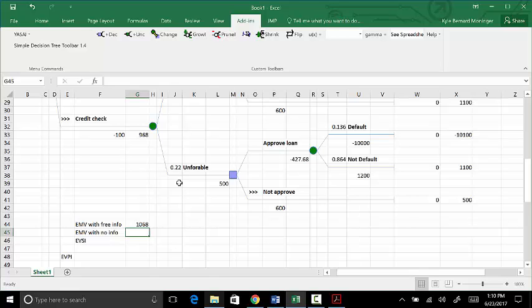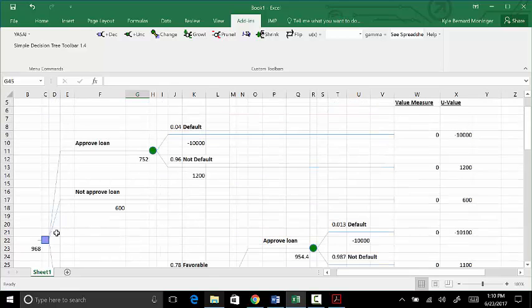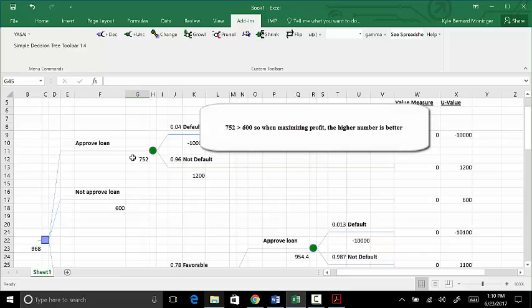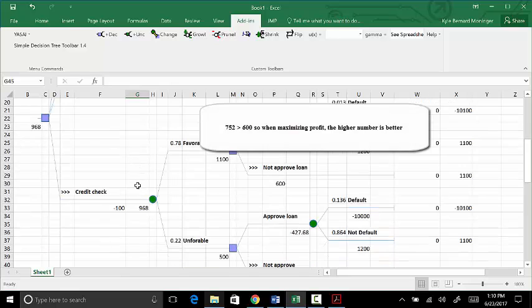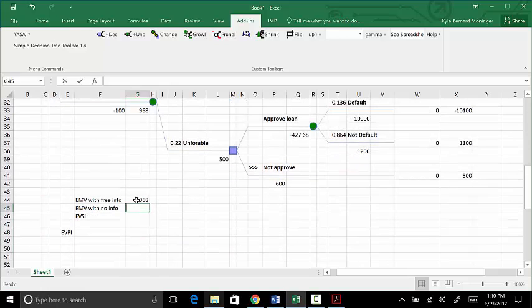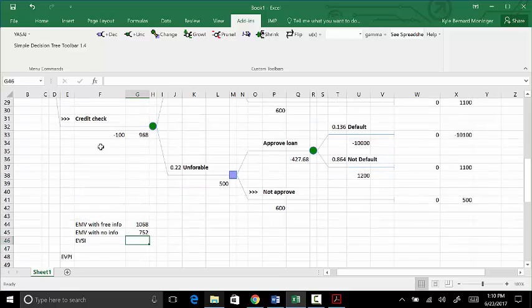Then the EMV with no info, I'm going to choose the best one, the best EMV with no info up here, which is my 752. The expected value of the sample information, or the expected value of the credit check, is the positive difference between the two. So the credit check is worth more than just $100 to us. It's worth $316.